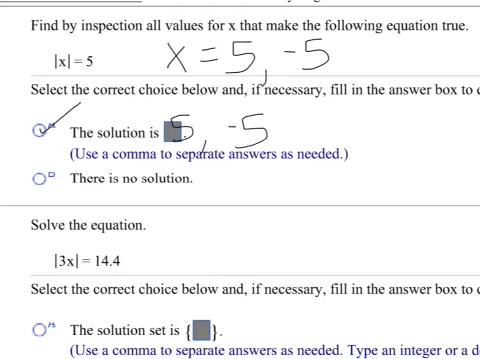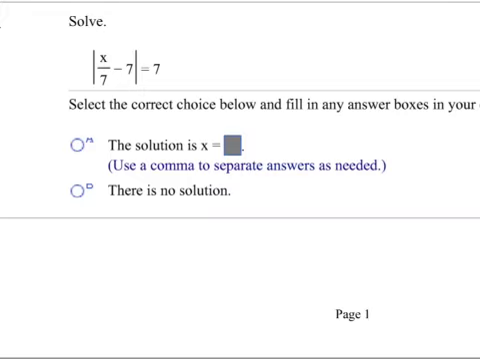Okay, number 4 is a little bit more complicated because it doesn't just have an x inside the absolute value, it has a whole expression inside the absolute value. But what we know is what's inside the absolute value can be positive 7 or negative 7. So we need to find values of x that make what's inside the absolute value equal to positive 7, and also values of x that make it negative 7, because the absolute value of positive 7 and of negative 7 both equal 7. We'll do that on the next page.